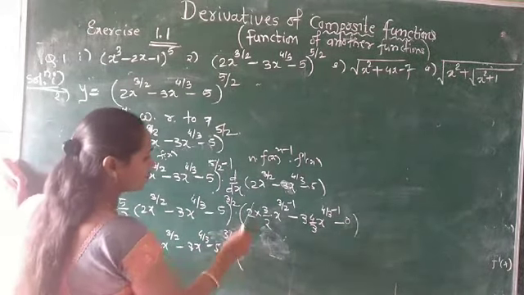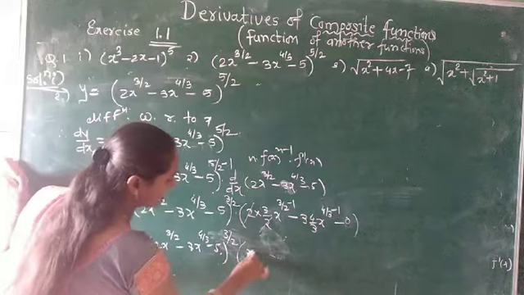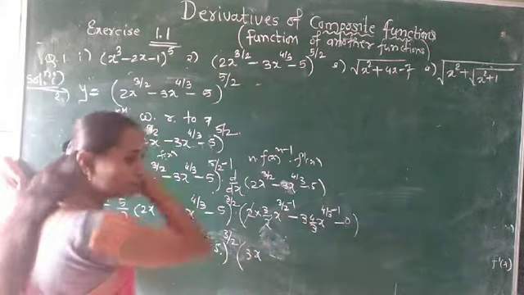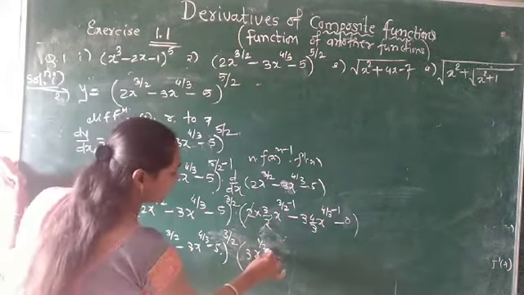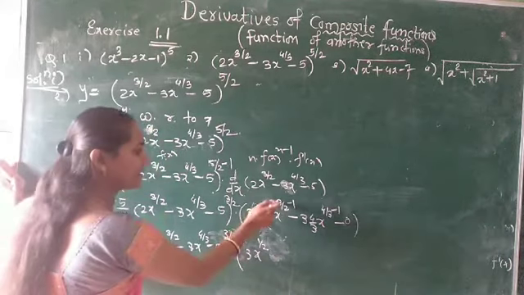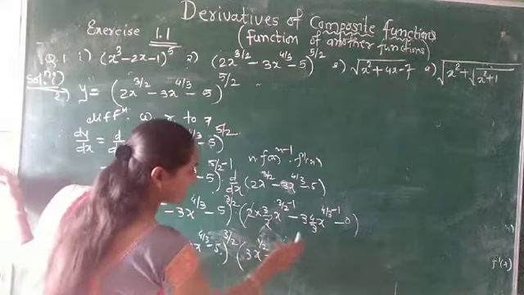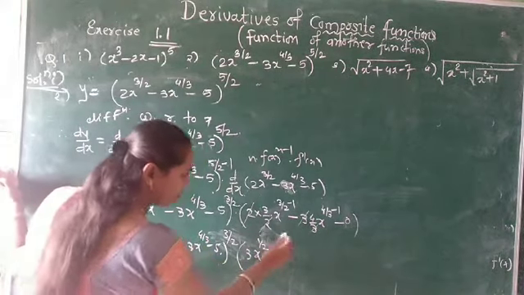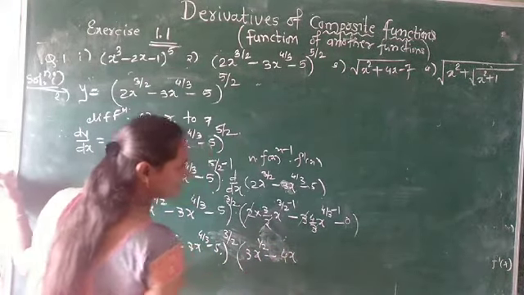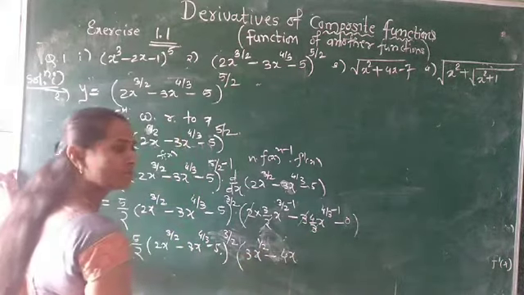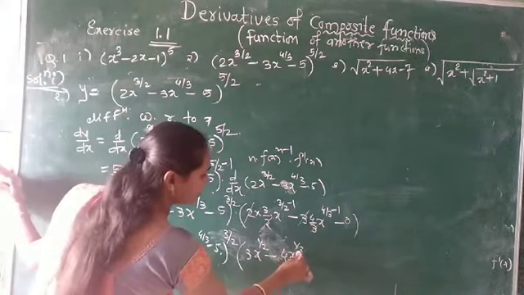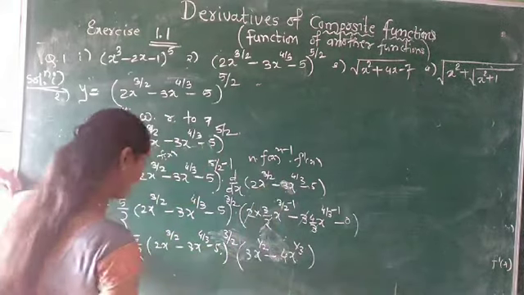times, now this 2 will get cancelled. So the remaining term is 3x, and 3 by 2 minus 1 is 1 half. 3 by 2 minus 1, so again 3 minus 2 is 1, divided by 2, so raised to half. Minus, again this 3 will get cancelled. So here we get 4x raised to, again 4 by 3 minus 1 means it is 1 upon 3, and the derivative is 0.